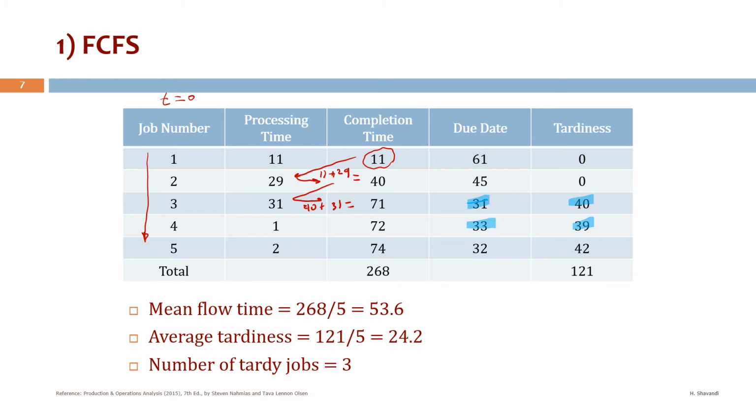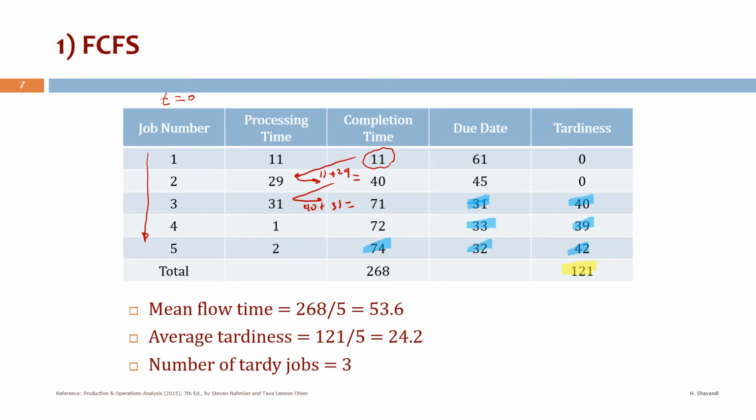And the last one takes 2 days, so the completion time becomes 74, and the due date is 32, so there will be 42 as the tardiness here. So in total, we will have 121 tardiness here. As you see, 121 is the total tardiness in this problem.